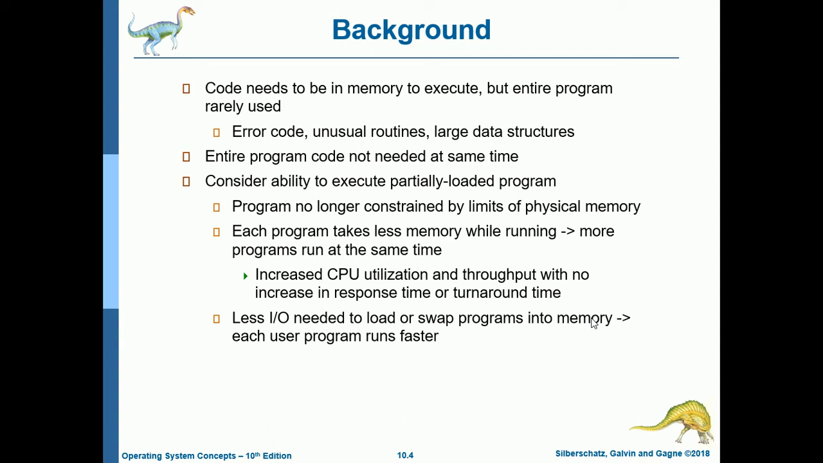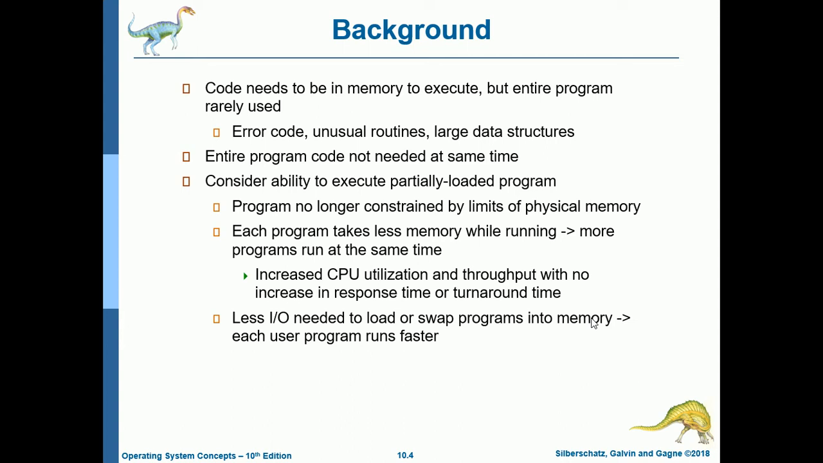program is rarely used. So what are these codes? This can be error code, unusual routines, and large data structures. The entire program code is not needed at the same time. So consider the ability to execute a partially loaded program. As you can remember from chapter 9, main memory, not the entire process needs to be loaded in memory, only some parts that truly need the resources of memory. It's just the same with this one.